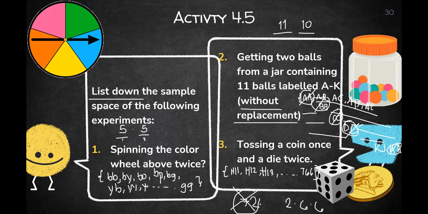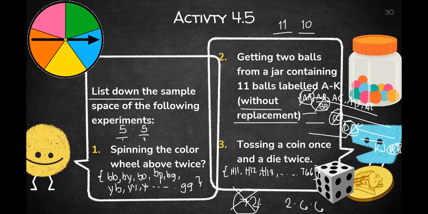Mahalaga na alam ninyo kung ilan for checking. Para mabilang ninyo, tama ba itong ginawa ko? Should there be 72? Ay, parang kulang. Bakit 70 lang yung naisulat ko? Okay? But take note, you may use ellipsis. Okay? Para madali. Yan. So, what did we do? Okay? So, what we did just now is to list the sample space.